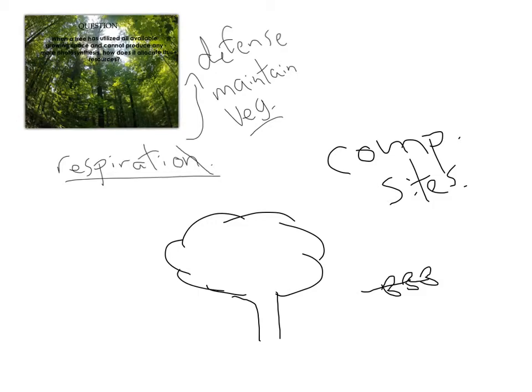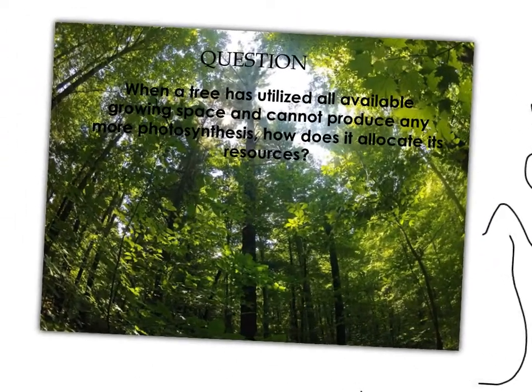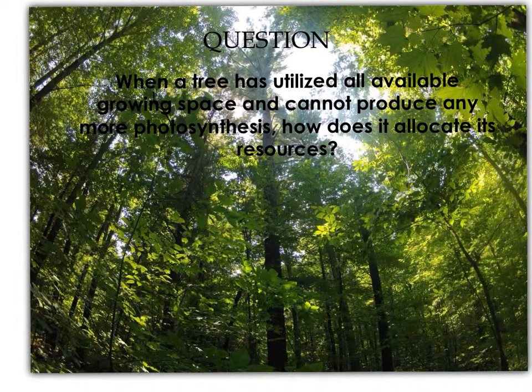Okay, so when a tree has utilized all available growing space and it cannot produce any more photosynthesis, it basically allocates its resources so that respiration takes place in order to sustain it from year to year.